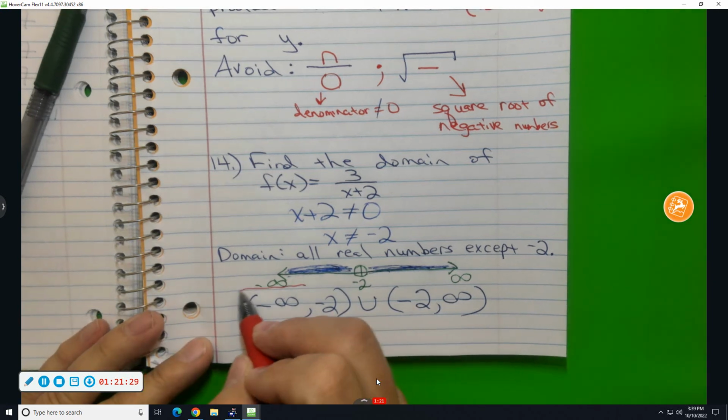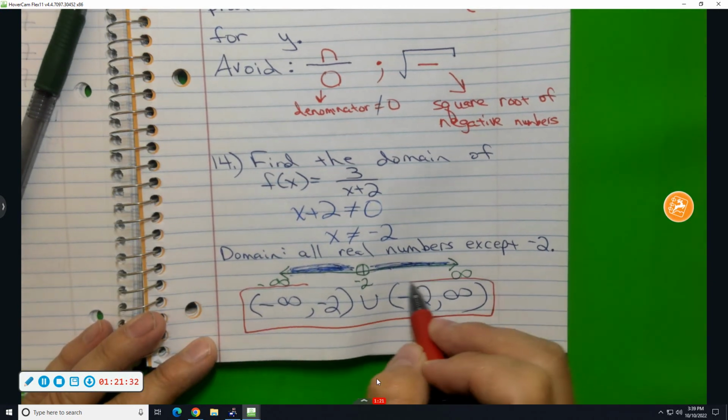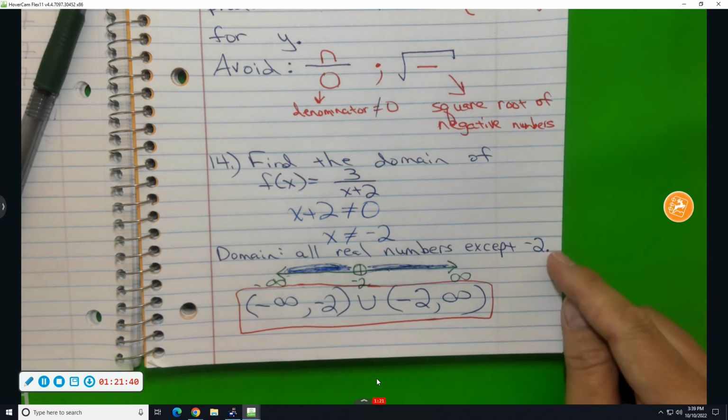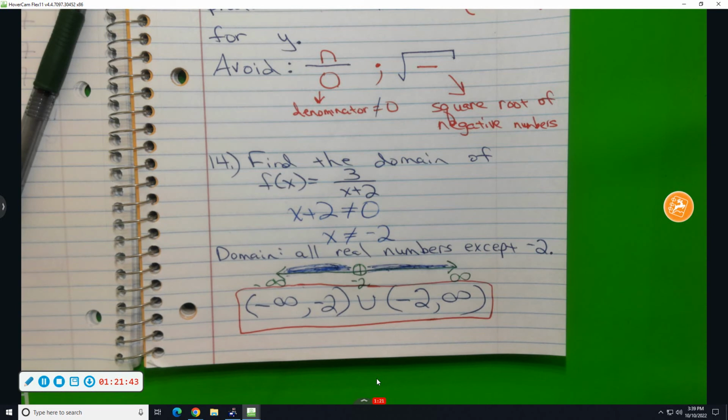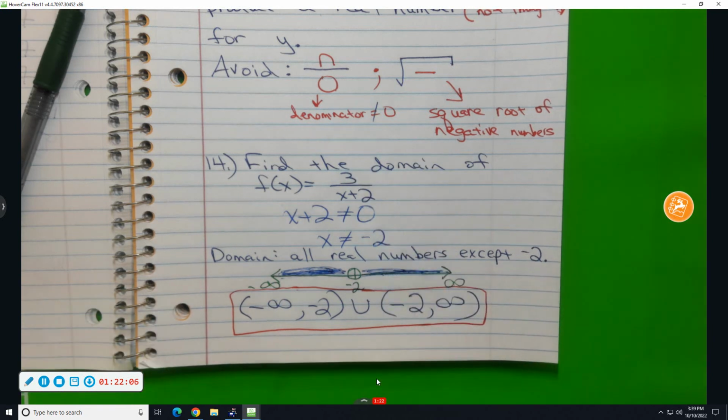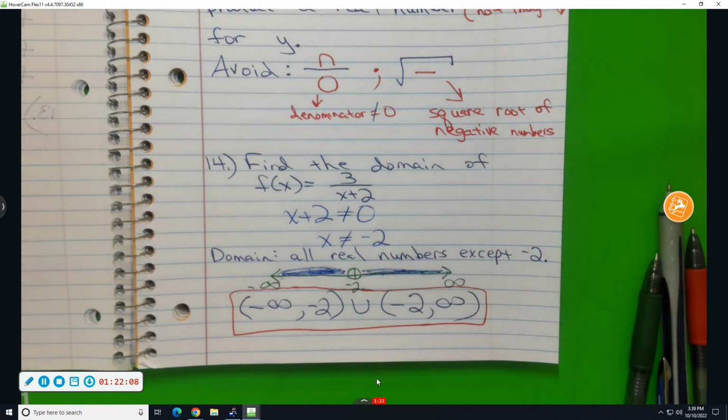And here is what they want for the answer. Personally, I like it when you type in the words, the verbal description, all real numbers except -2. But they're looking for interval notation. This interval says every number to the left of -2. This interval here says every number to the right of -2. The only thing that's not being included is -2 itself. Any questions there? You don't want denominators of 0. So if you have a fraction, make sure that denominator is not 0.